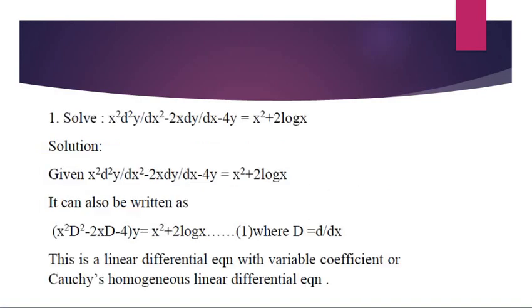Let's go for the first problem. Solve x squared d squared y by dx squared minus 2x dy by dx minus 4y is equal to x squared plus 2 log x. So the given equation can also be written as x squared capital D squared minus 2x D minus 4 into y is equal to x squared plus 2 log x. Take this as equation 1, where capital D is d by dx.